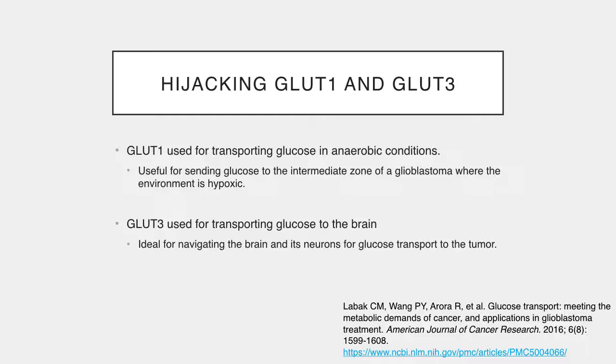The benefits for overexpressing GLUT1 and GLUT3 transporters are very interesting. GLUT1 is traditionally used for transporting glucose in anaerobic conditions, which makes it ideal for transporting glucose to the intermediate zone of a glioblastoma, where the environment is hypoxic. And as a reminder, GLUT3 is the transporter used to provide glucose to the brain and is typically expressed within the neurons.